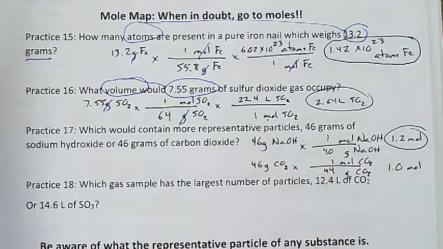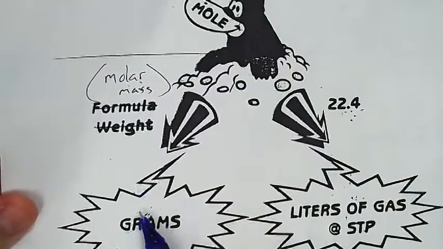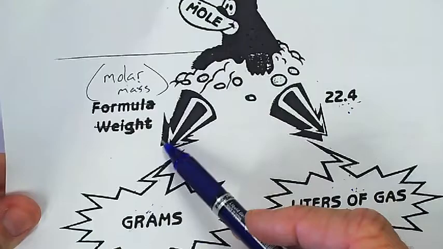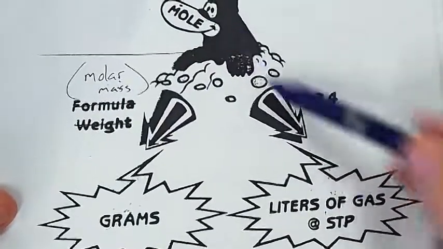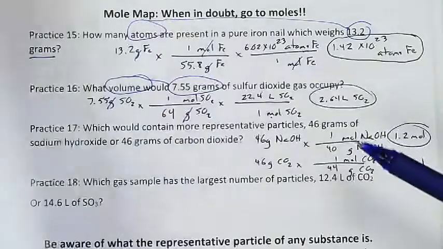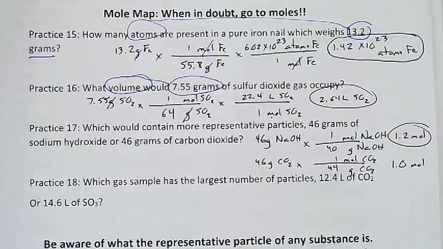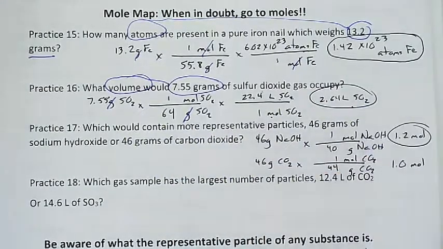Would the mole map, again, tell us the correct thing to do? We started with mass. So to get to moles, we're going against the arrow. We divide by molar mass, which we did. That was 64. And then we went from moles to volume. This would tell us we're going with the arrow there to multiply by 22.4. That's what we did. Mole map, again, is always correct when you're setting these problems up. So 7.55 times 22.4 divided by 64, 2.64 liters of SO2 is your answer there.